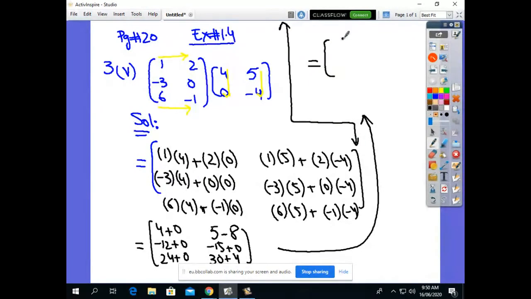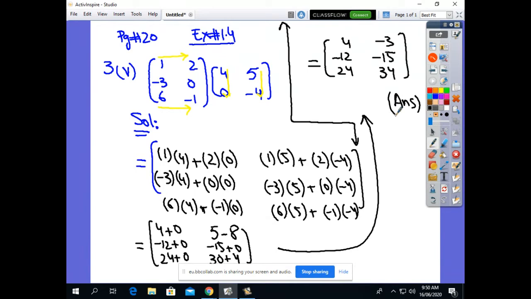It becomes 4, negative 12, 24, negative 3, negative 15 and 34, which is the required product of these two matrices.